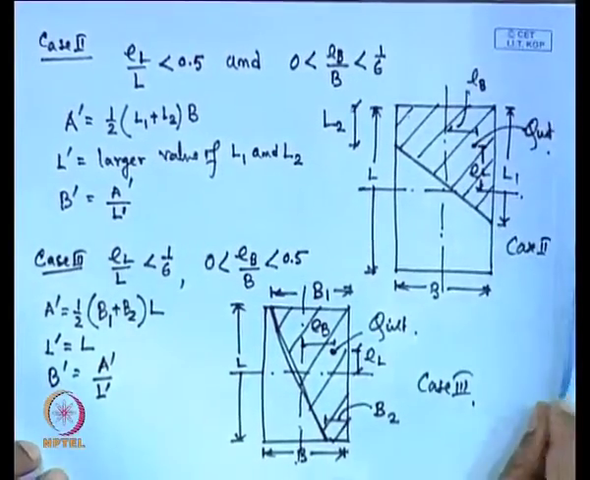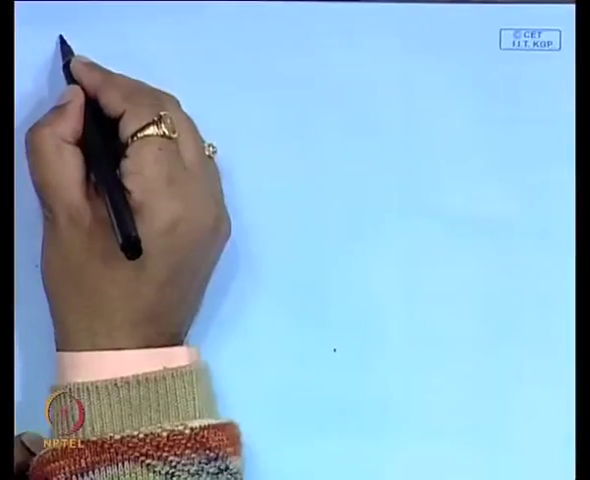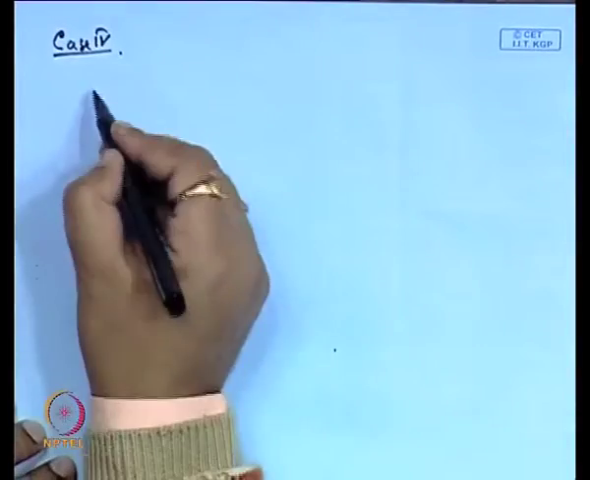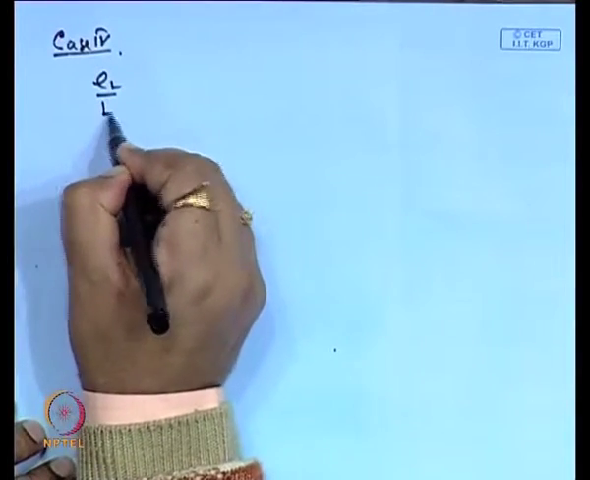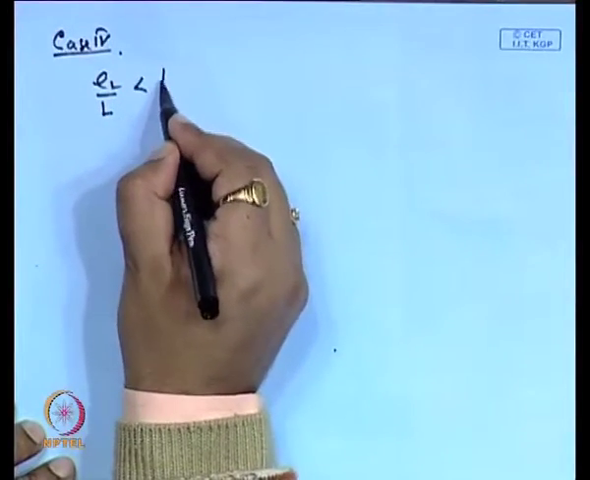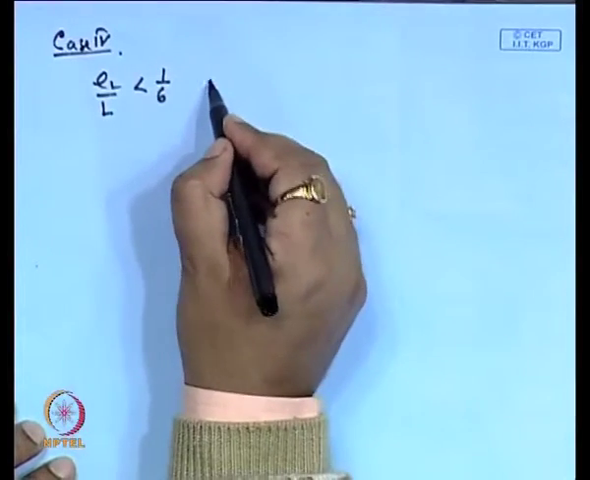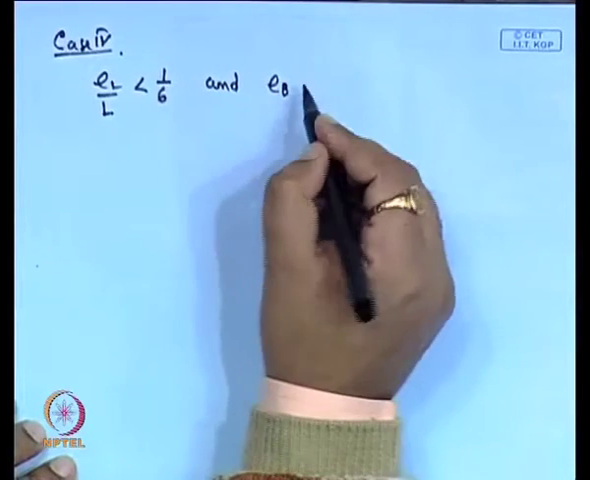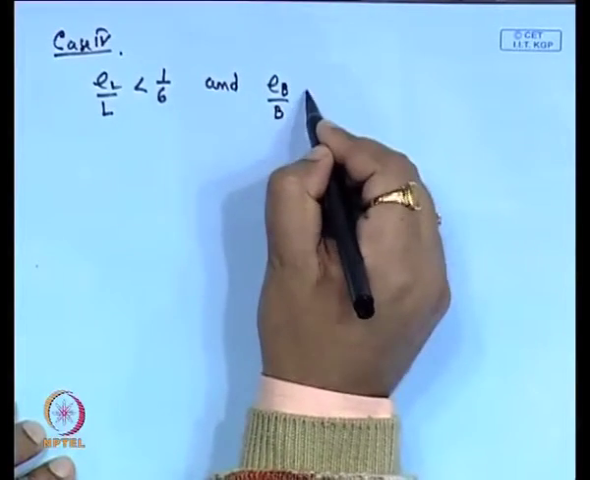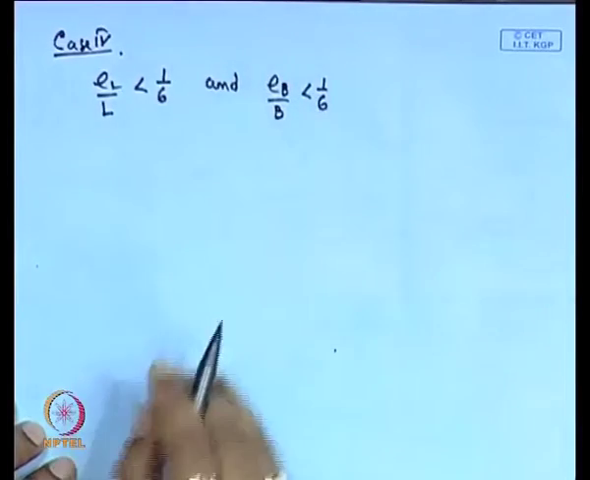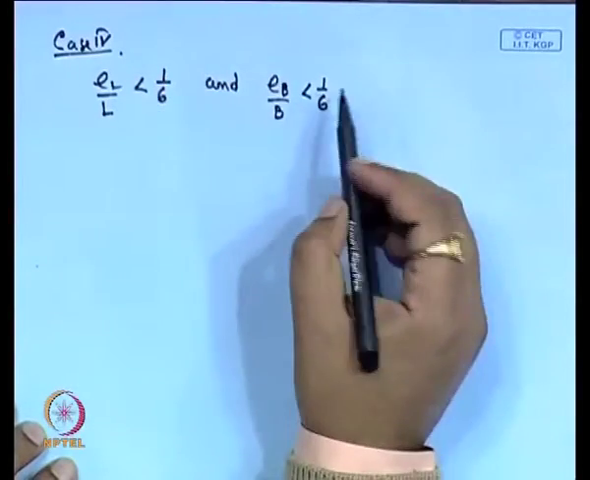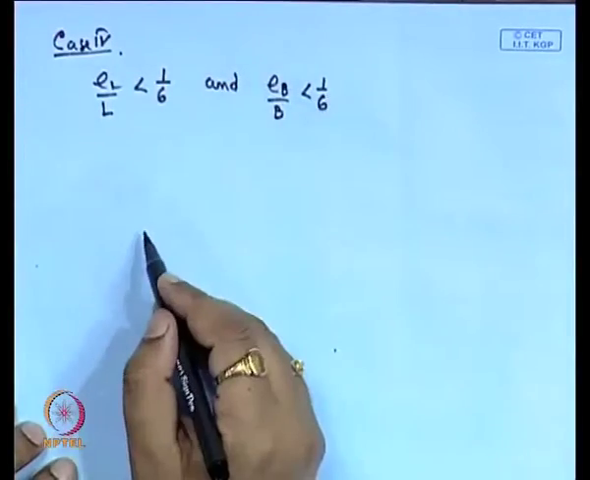So, next case, that is case 4, where the condition is that E L by L is less than 1 by 6, and E B by B is also less than 1 by 6. So, E L by L less than 1 by 6 and E B by B less than 1 by 6.